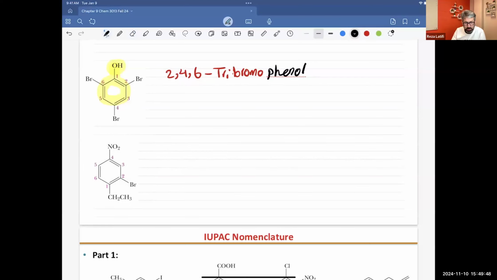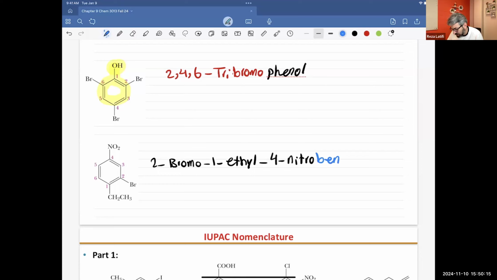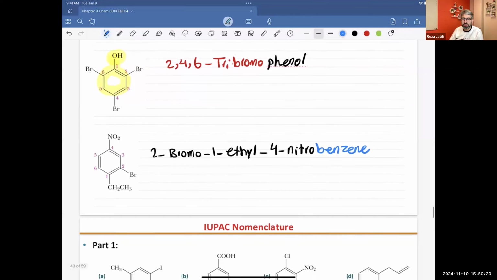Okay, so ethyl will be the right one. And we have ethyl, bromo, and nitro. Bromo will get priority alphabetically, so I go 2 bromo. Next, we have ethyl, so we go 1 ethyl. And the last one is 4 nitro. The name of the ring is benzene, so we're going to end the name with benzene: 2 bromo, 1 ethyl, 4 nitro, benzene.